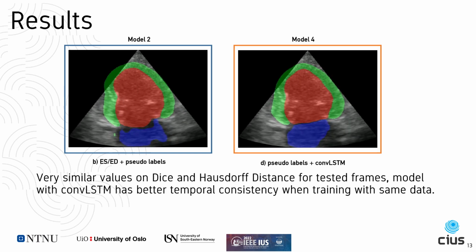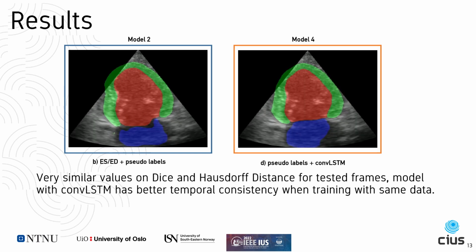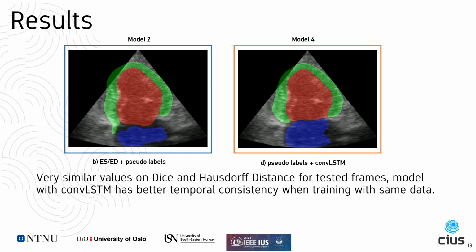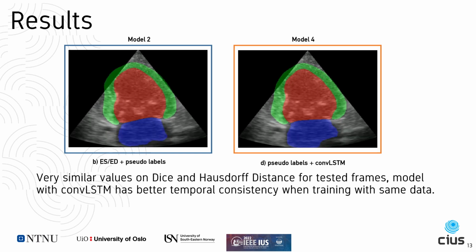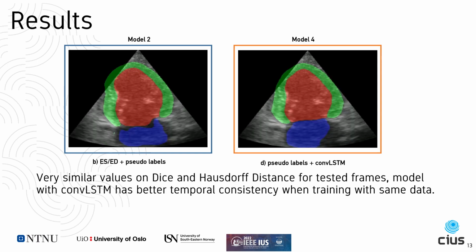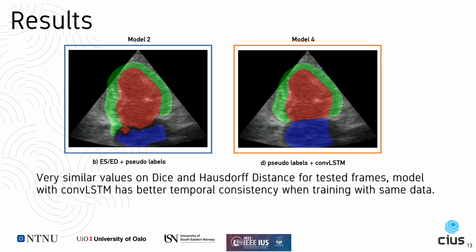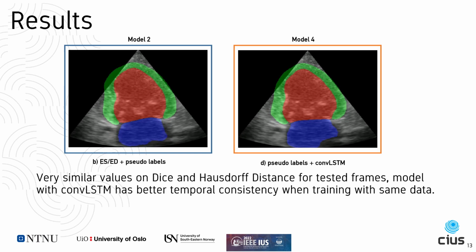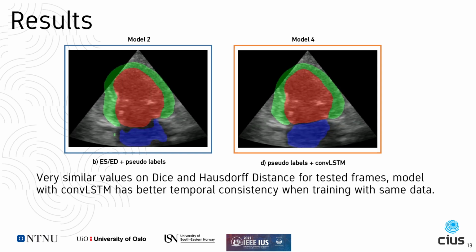Here is a closer look at the two pseudo-label models. The two models have very similar values on dice and Hausdorff distance for tested frames. The model with conv-LSTM has better temporal consistency when training with the same data.